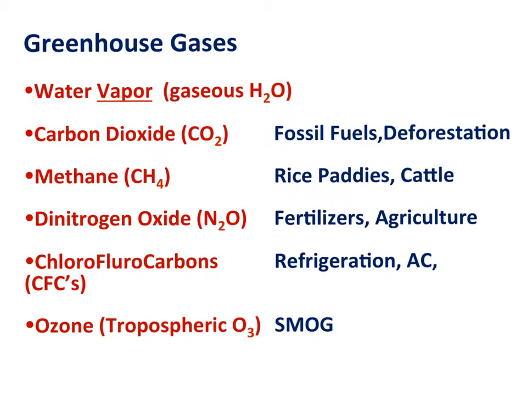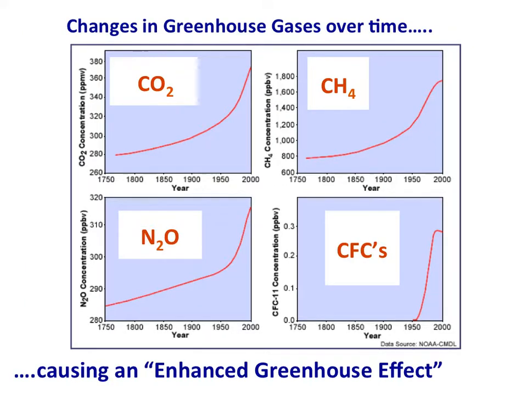Climate change is being driven by an increase in these gases. Here is a slide with 4 greenhouse gases. Water and tropospheric ozone are missing, and you can see that over the last 50 years, there's been an increase in carbon dioxide, an increase in methane, an increase in nitrous oxide, and an increase in chlorofluorocarbons, along with a slight decline since the 1987 Montreal Protocol.